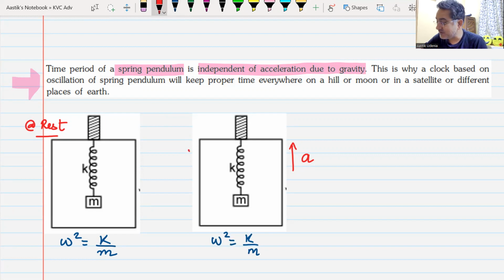If it is moving down with an acceleration a, same. It does not depend on acceleration due to gravity, so it remains the same. Does anyone understand this, or has this gone above our head saying bye bye?